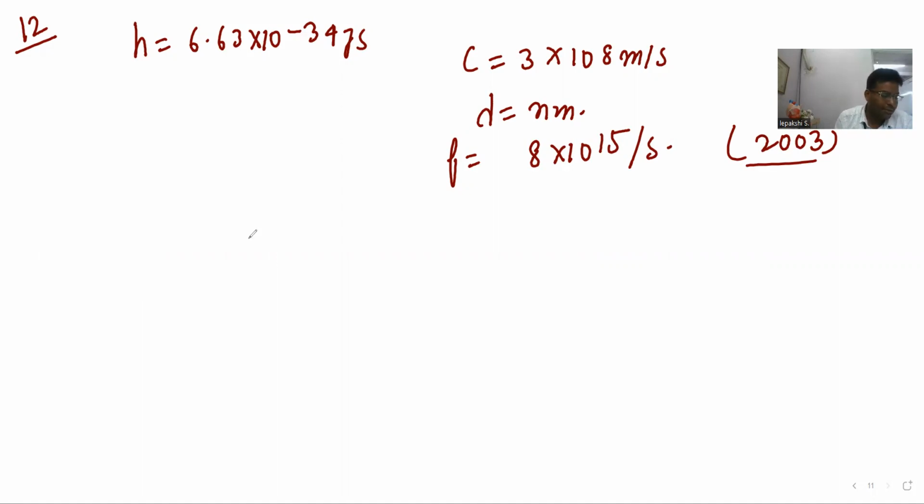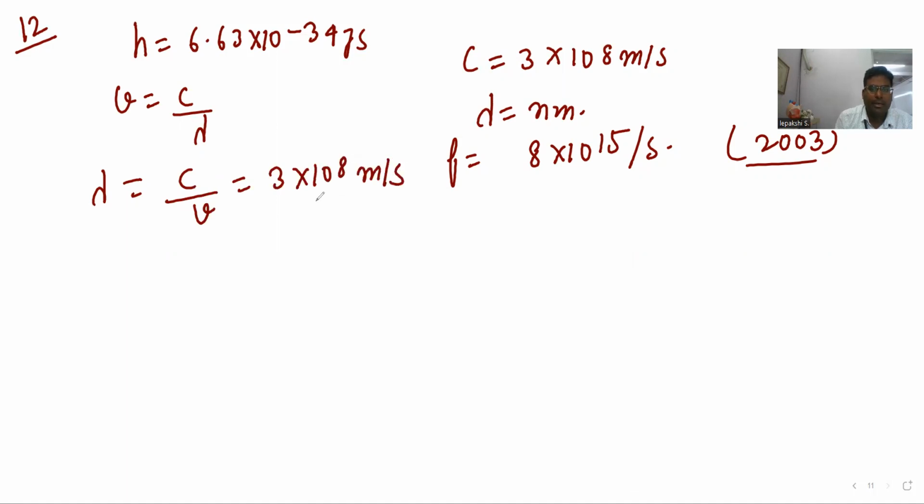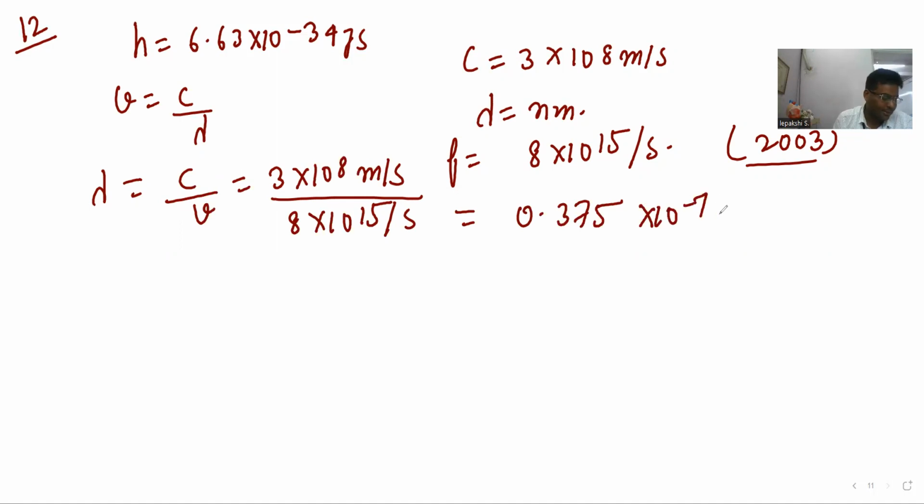So frequency value, we know the relation between them. Frequency is equal to c by lambda. So you can find lambda easily. So lambda will be c by nu. c is 3 into 10 raised to 8 meter per second divided by frequency is 8 into 10 raised to 15 per second. So calculate it. You will get 0.375 into 10 raised to minus 7 meters. So this is your lambda value.